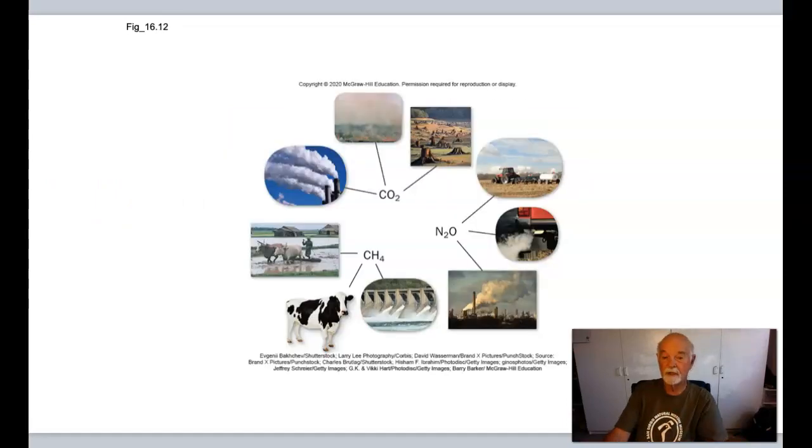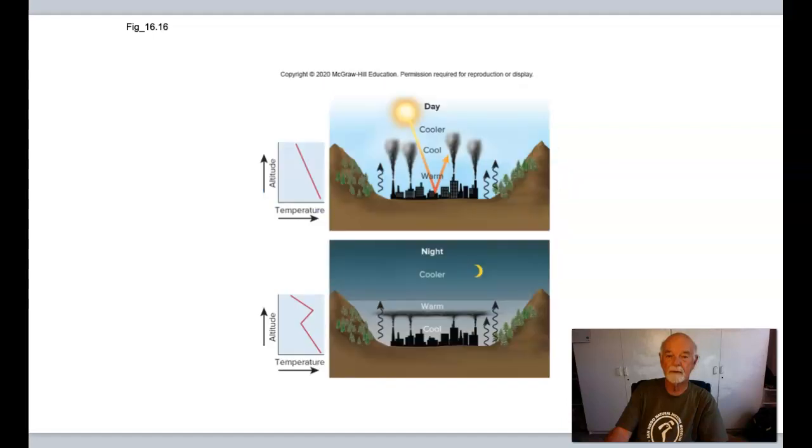All kinds of different components in air pollution. As you go through the chapter, you'll study more details than what I am providing. But you see here just some examples of a few of the gases that we would normally find in different kinds of air pollution and what some of the sources of those gases happen to be.